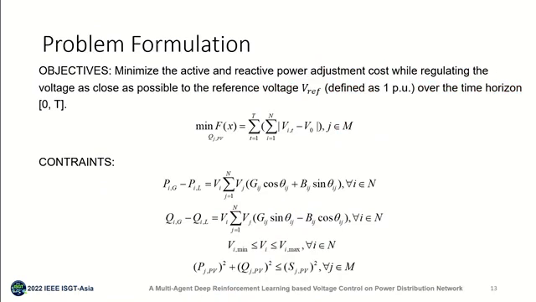The objective of this paper is to minimize the active and reactive power adjustment while regulating the voltage as close as possible to the reference voltage over the time horizon. Here we give the mathematical expression of the objective and constraints.